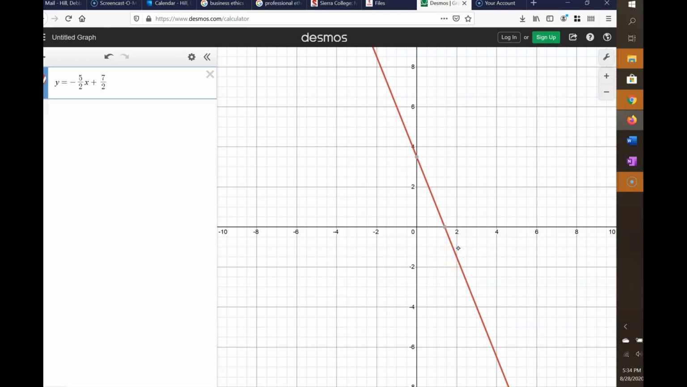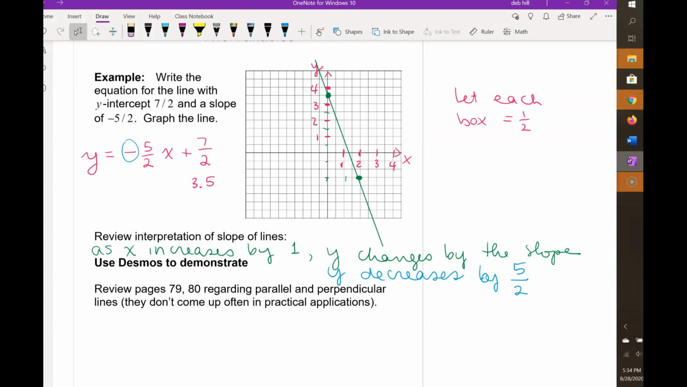Or if you say, oh, I want to check and see if the point 2, -1.5 is on the line, I can type that point in and see that, yes, it is a point on the line. So Desmos is a very cool tool, and I'll be using it a lot to illustrate things. So I wanted to show it to you early on.